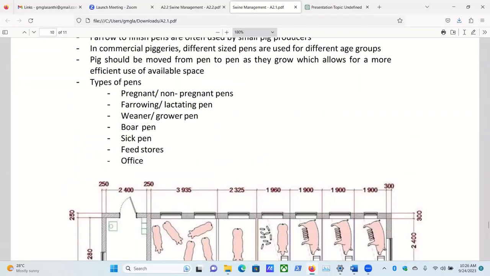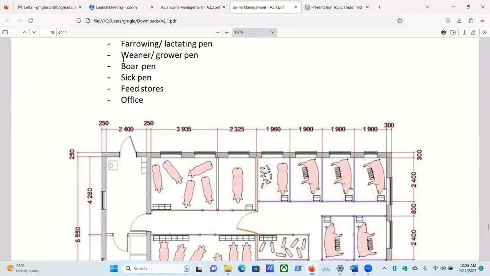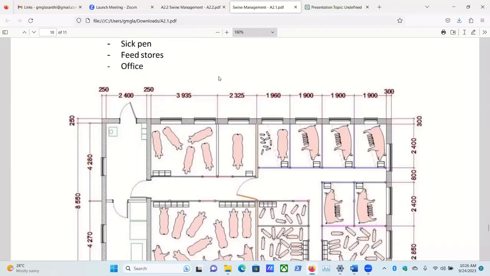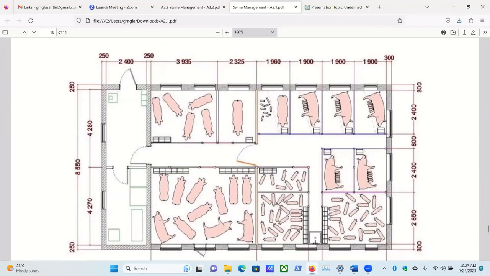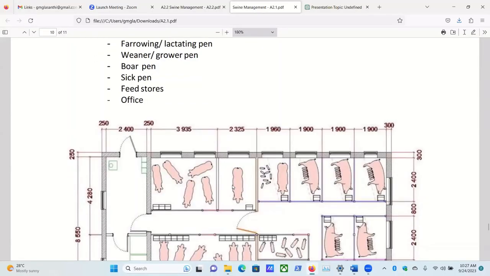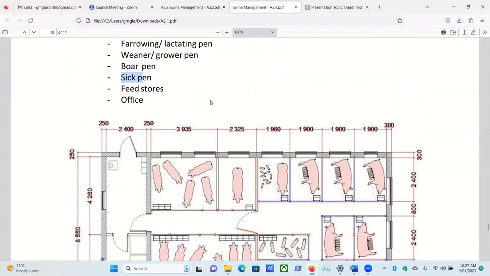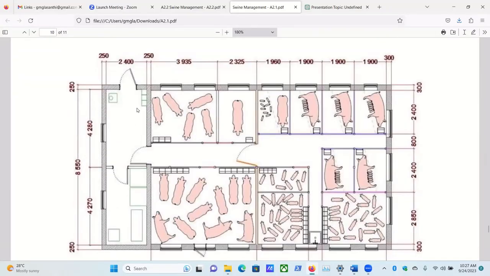So those are the pens we should build. A separate pen for pregnant and non-pregnant animals. And a separate place for farrowing. And a separate place for weaners or growers. Likewise, like here. And the boar pen, this is the boar pen, a separate place for boars. And a sick pen, there should be a place to keep sick animals. And feed stores, here the feed stores and the office. So those are the partitions you should make at the swine house.